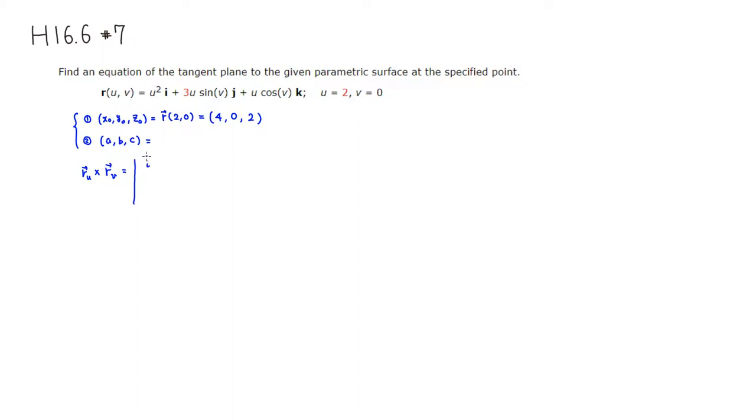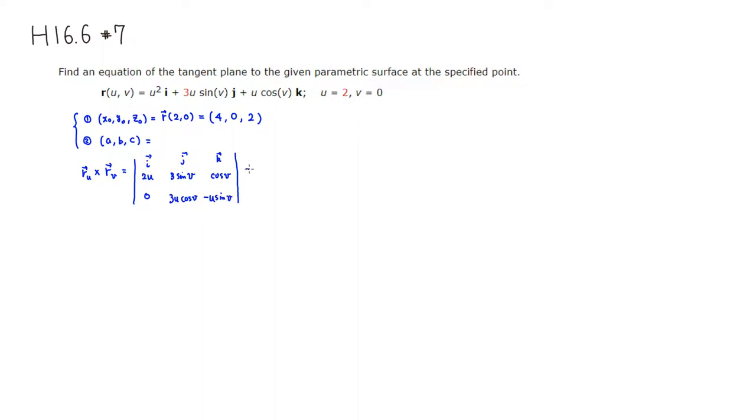You have vector i, vector j, vector k as usual. The partial of this with respect to u gives 2u, 3 sine of v, and cosine of v. The partial with respect to v: the first is a constant, so 0. Then 3u cosine of v, and the partial of the last would be u times negative sine of v.